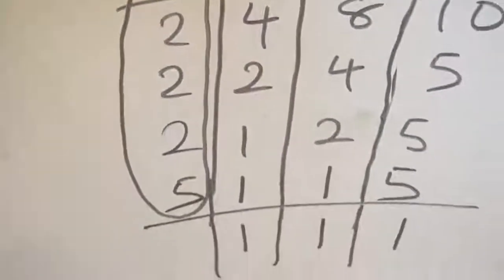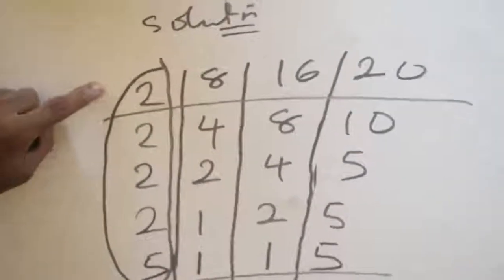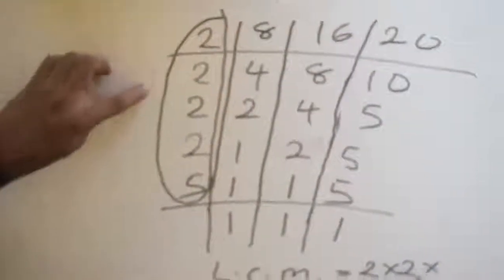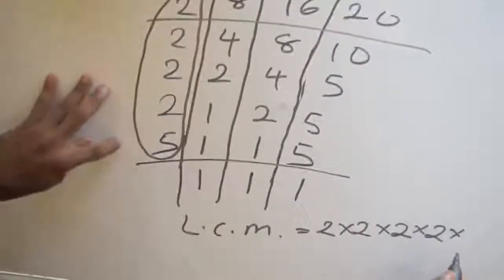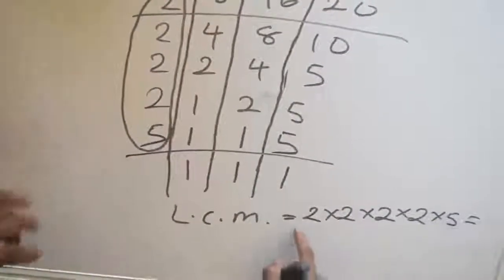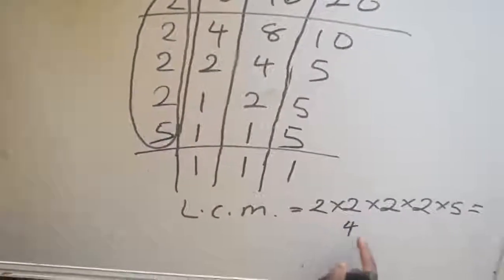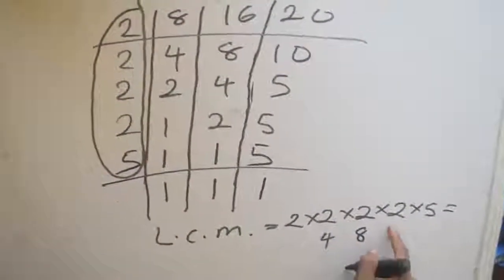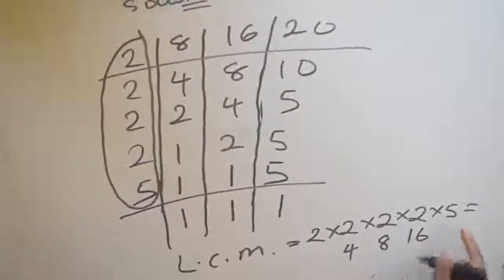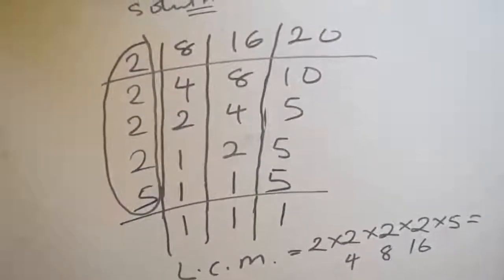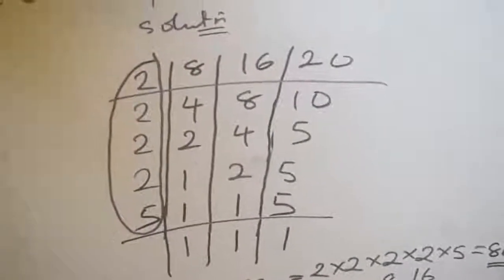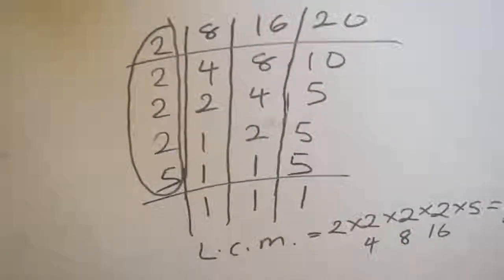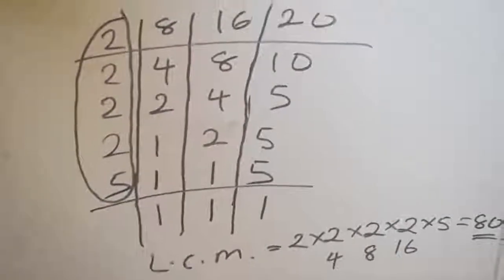Our LCM then becomes these 2 multiplied by these 2 multiplied by these 2 multiplied by these 2 multiplied by 5. So 2 times 2 is 4. 4 times 2 is 8. 8 times 2 is 16. 16 times 5 is, I guess, 80. So this is how the whole thing is. Do not panic for goodness' sake. There is no big deal with regards to what we have on board.